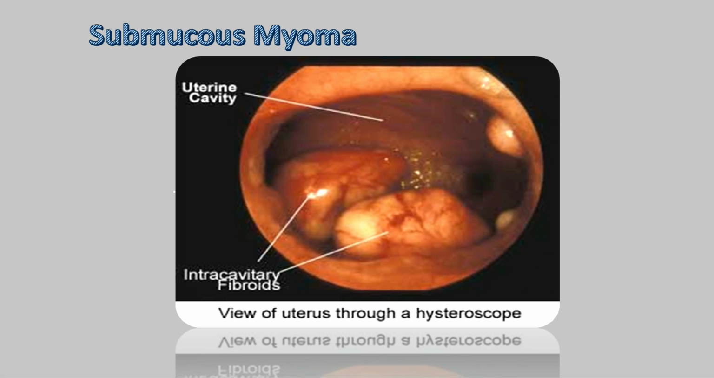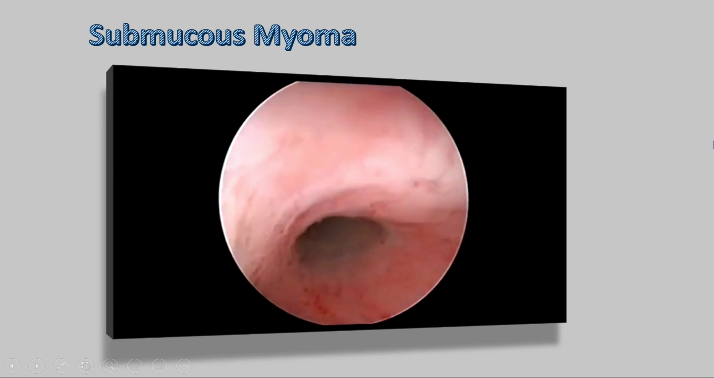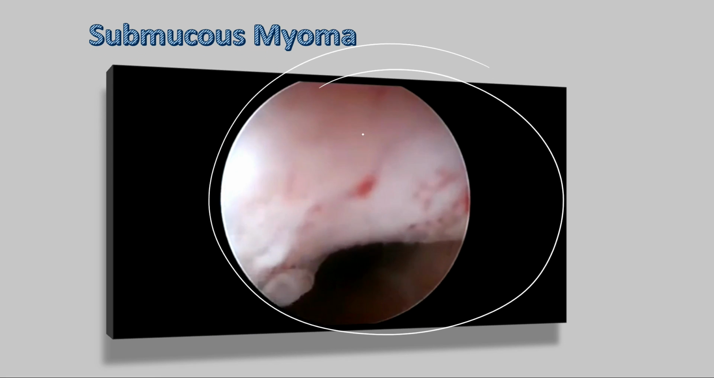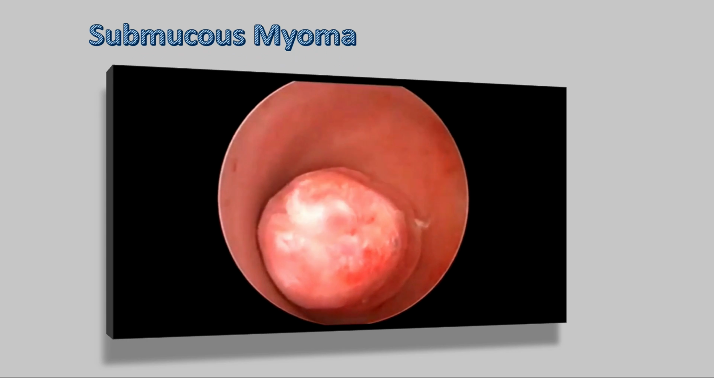This is a submucous myoma. How many myomas are there? 4 myomas are there. This is 1, this is 2, this is 3, this is 4. Probably this also, but it is doubtful. So 4 are correct. This is a nulliparous woman. This is a versascope, that's why the vision is small. And going inside, this is the internal os, and this is a submucous myoma.